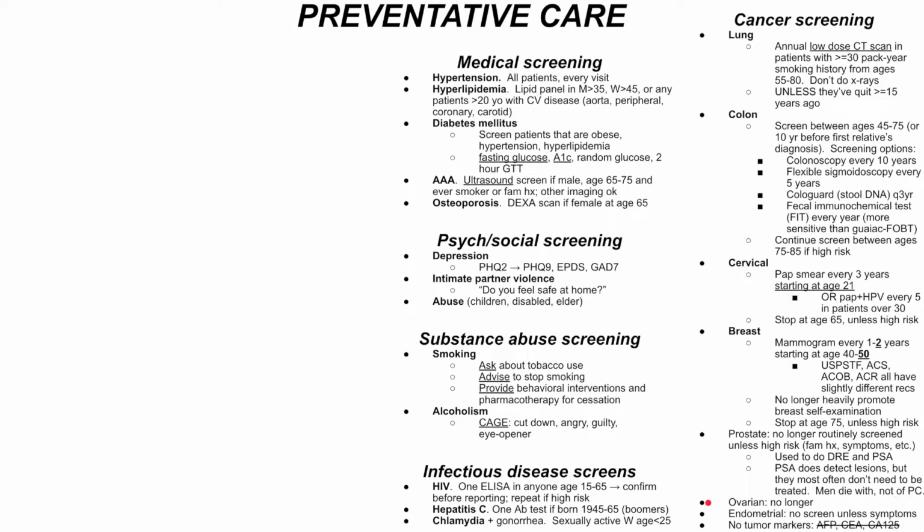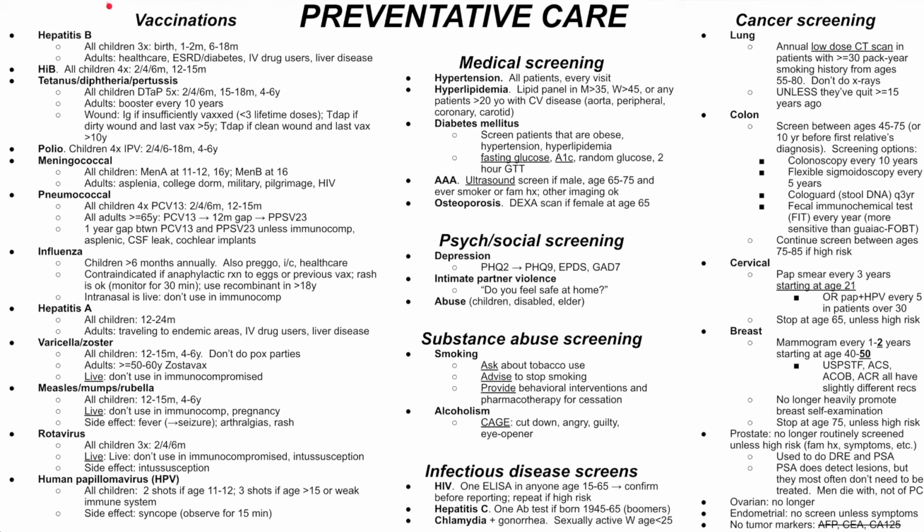We also no longer screen for ovarian cancer. Endometrial cancer, there's no screen unless the patient has symptoms such as postmenopausal bleeding. And there was a lot of research done into these tumor markers like the AFP, the CEA, and the CA125. These are tumor markers of some kinds of cancers, but they're not very specific. They're not very sensitive. In general, we don't use those for screening. You might use those in oncology just to track the progression of a cancer, but it's not for screening. It's not for everyone.